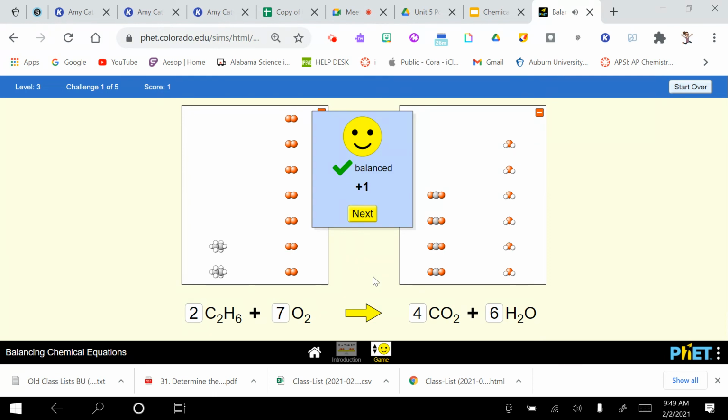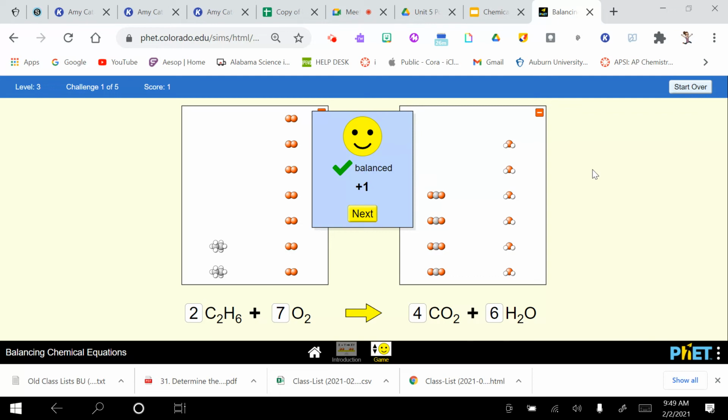Not cool. Yes, it is, because that's how we do it. See, I think writing it is easier because I'm seeing it. Yeah, for some people it is. But simplest whole number ratio means if you got 2, 2, 4, and 2, you need to reduce everything down to 1, 1, 2, and 1.